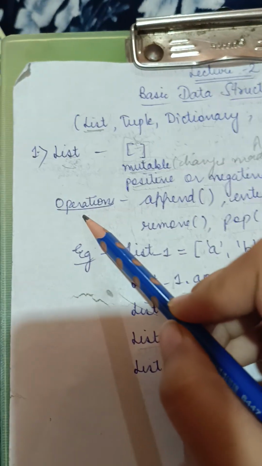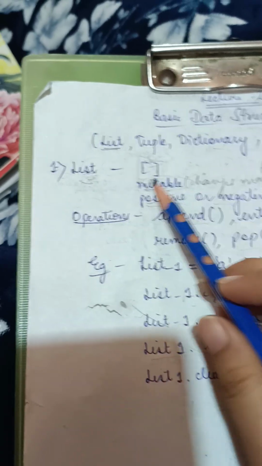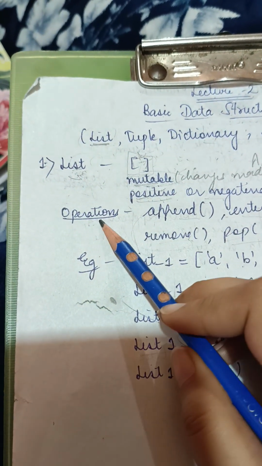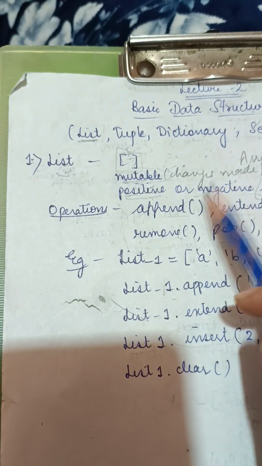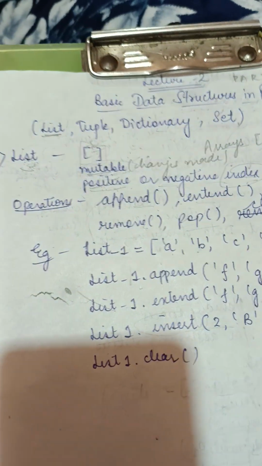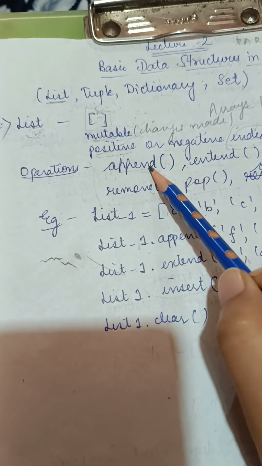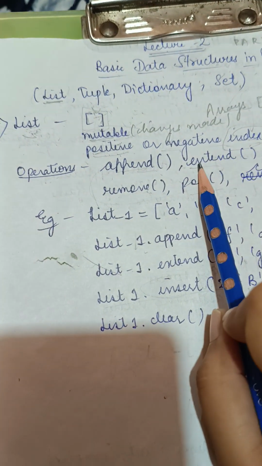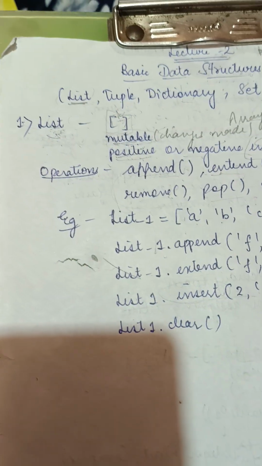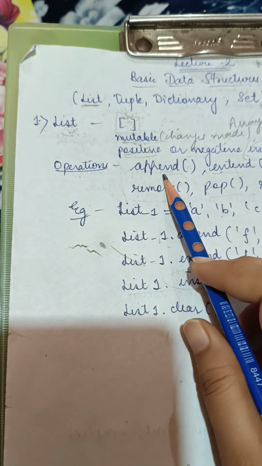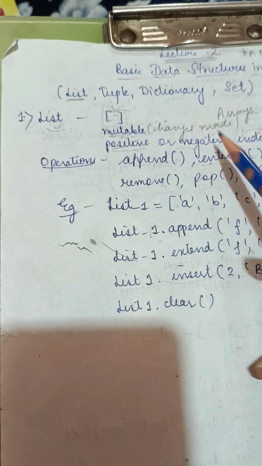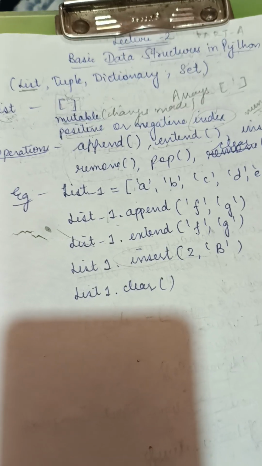Now, what are the various operations that can be performed on a list? Since we discussed list is mutable, various operations can be performed on the list. So what are these operations? We will discuss this one by one. One is append, this is extend, insert. Now, append means to add something. Extend also means to extend something, to add something to it.